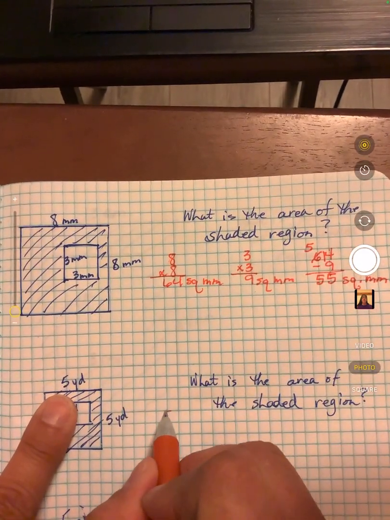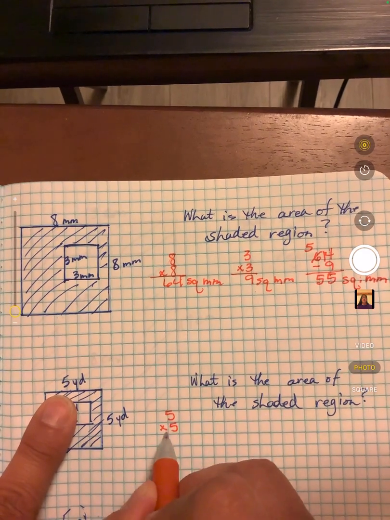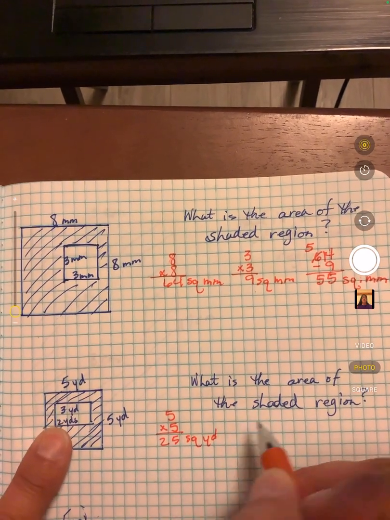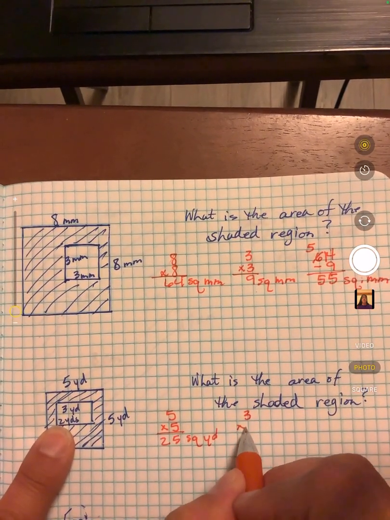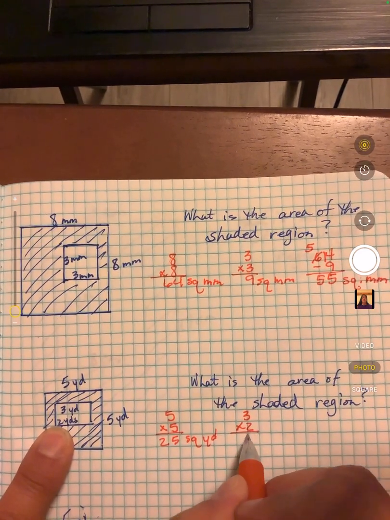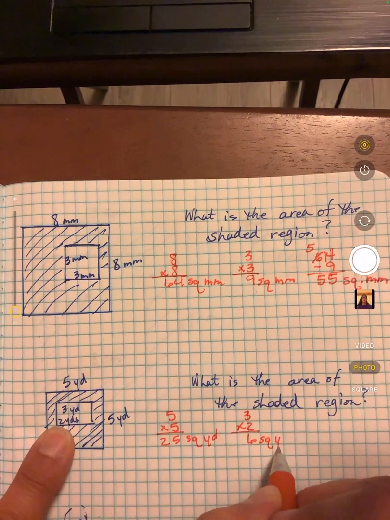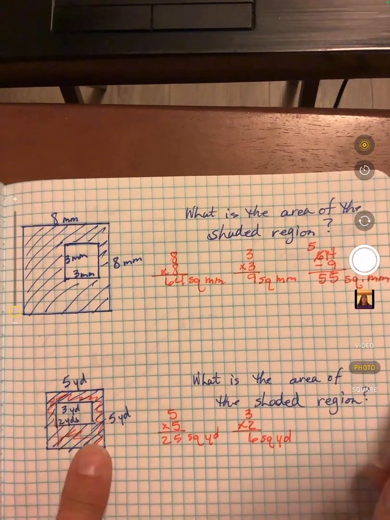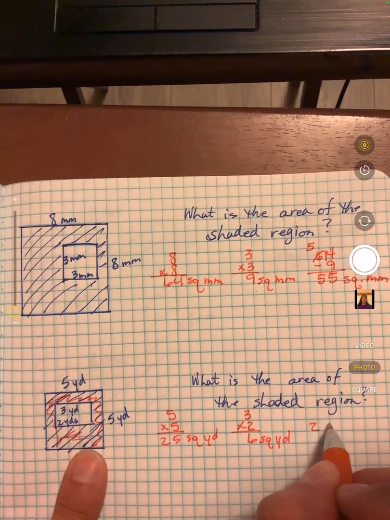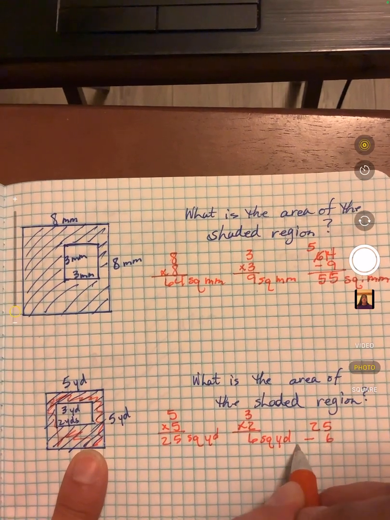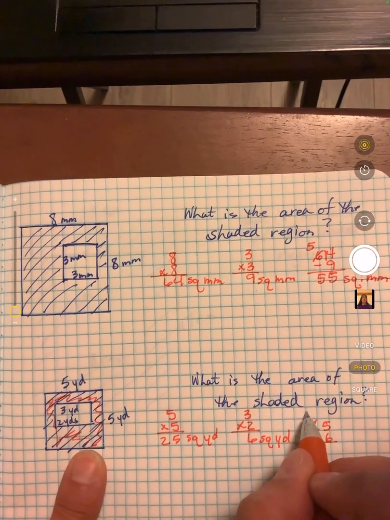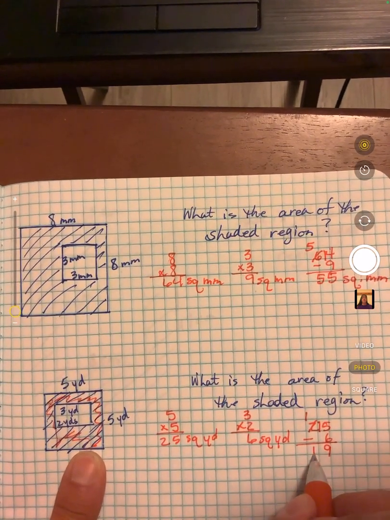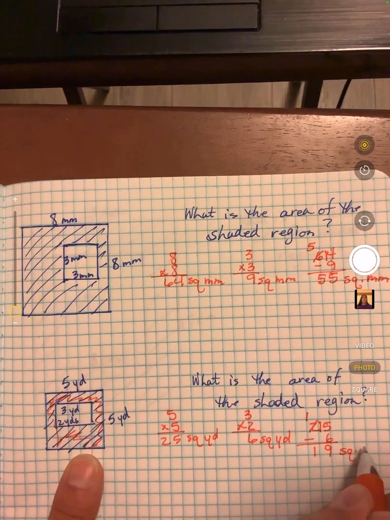Outside square is 5 times 5 is 25 square yards. The inside is 3 times 2 is 6 square yards. And now to figure out just this area right here, we have to subtract 25 minus 6. Again, 5 minus 6 I can't do, I have to borrow. 15 minus 6 is 9, and 1, and it would be square yards.